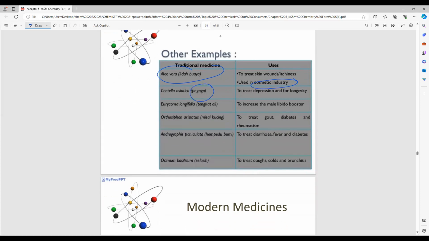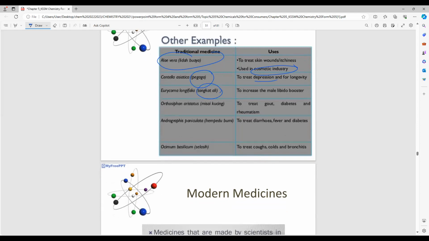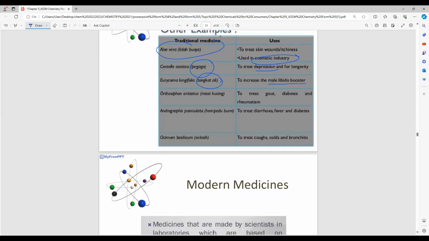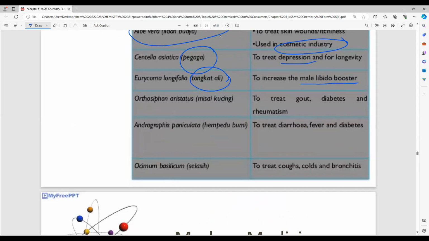Daun pegaga, you treat depression with it. Okay, tongkat ali. Don't tell me you don't know what I'm saying here, boys or girls. It's to increase male libido, a booster. You can go and Google it yourself, okay?